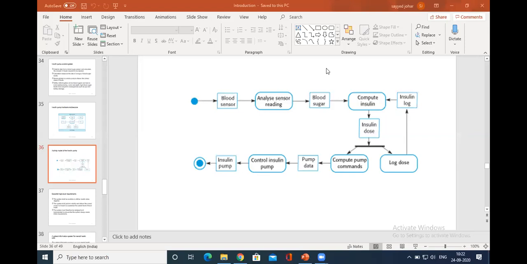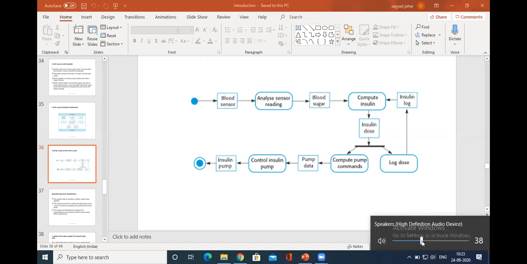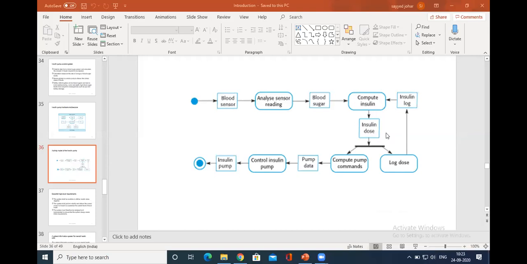So you could see all the various factors that matter in the activity. We have a sensor to sense the blood. So I analyze sensor reading. The basic objective of analyze sensor reading is to identify the blood sugar level. Once the blood sugar level is identified, how much insulin has to be computed, that is to be injected to the patient, is calculated. So compute insulin is one of the classes over here. Based on that, the insulin dose is calculated.